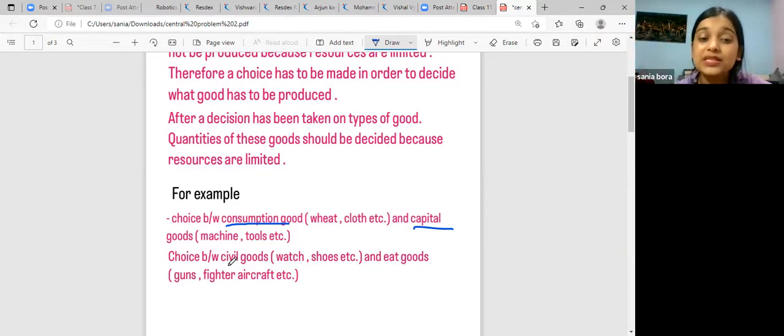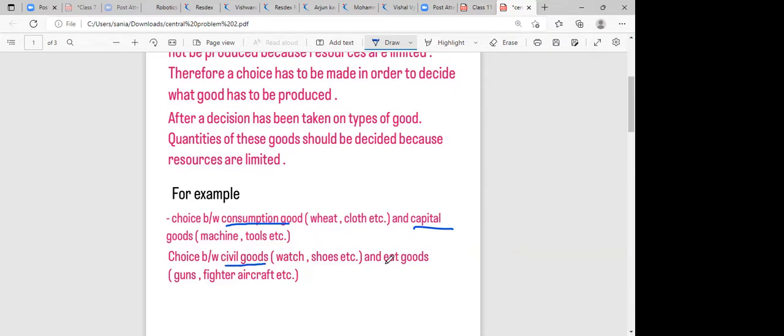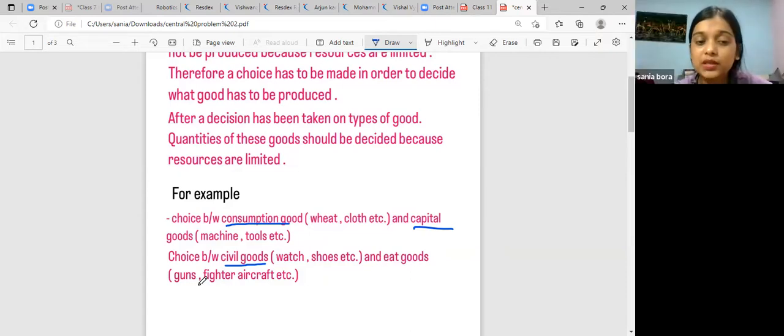or a choice between civil goods and military goods. Civil goods are basically the normal goods which we use, right? And goods like guns, fighters, and war equipment. You can say civil goods or other goods. Okay, civil goods and military goods. Even you can write it here: for the guns and fighters, you just write military goods.